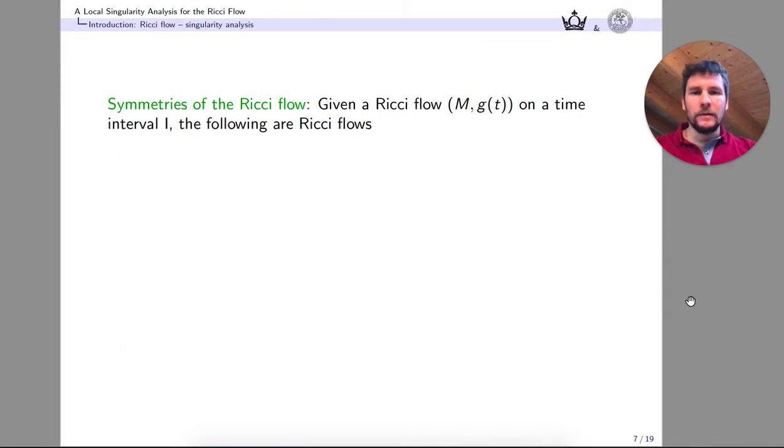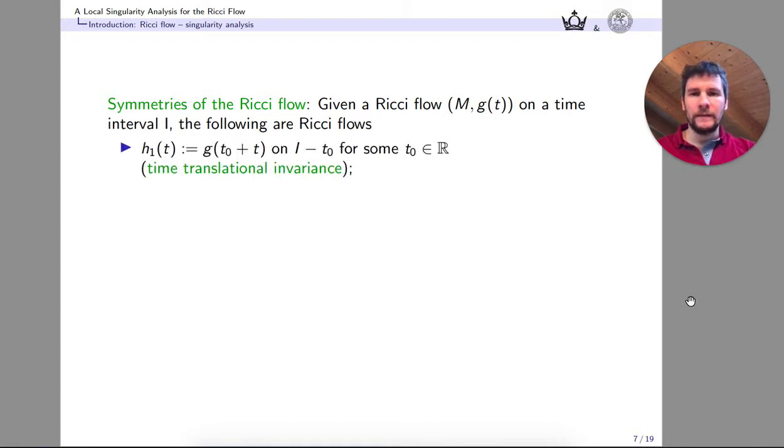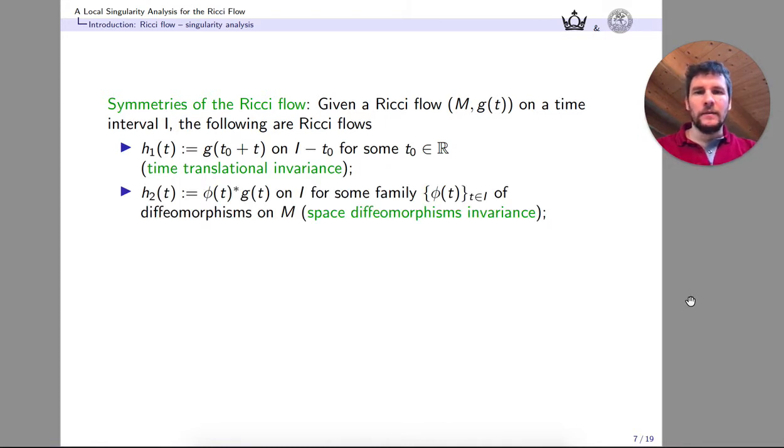So let's look at a few symmetries of the Ricci flow. Given some Ricci flow, we have the following symmetries. The first one is obvious: we can just shift the time, and that means we have a new time interval on which the Ricci flow exists, but otherwise it's the same Ricci flow. Then we have a second one, which is diffeomorphism invariance by diffeomorphisms in space.